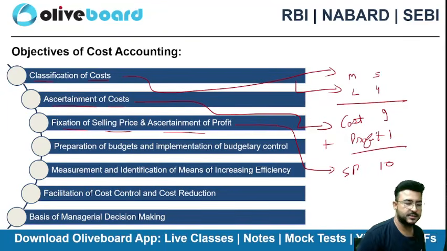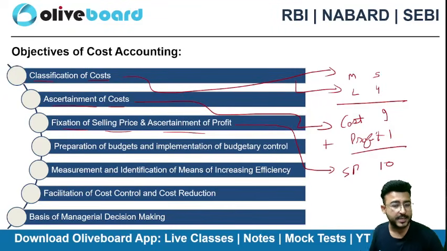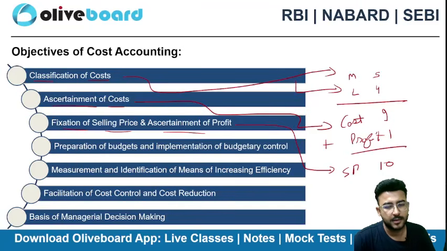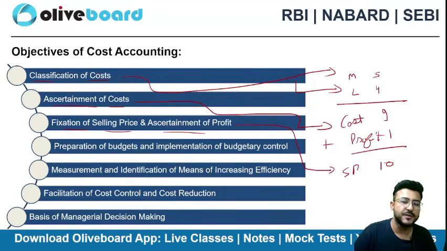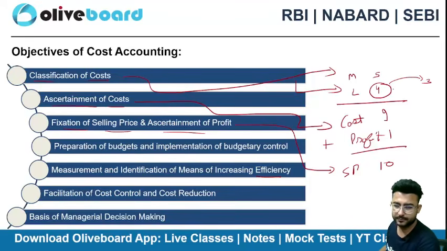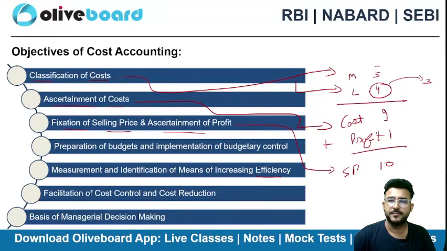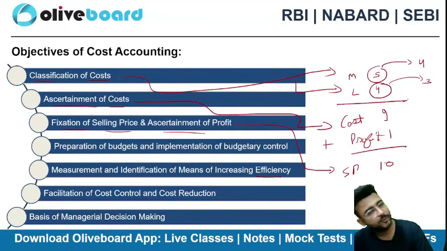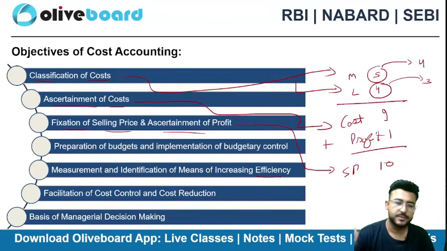Then we prepare the budgets. Then we implement budgetary control as well. Like we prepared the budget, okay, selling price will be 10 rupees. But the actual selling price is something different. So we compare it, to see why the selling price is different. Measurement and identification of means of increasing efficiency, how I can increase the efficiency. So the labor cost, instead of 4, becomes 3 if we increase the efficiency. The material cost can be 4 rupees only instead of 5. How can we increase the efficiency? Avoid wastage.